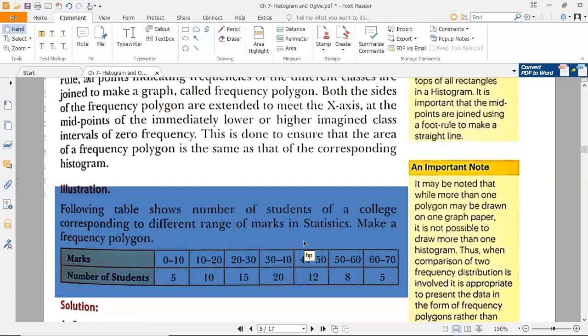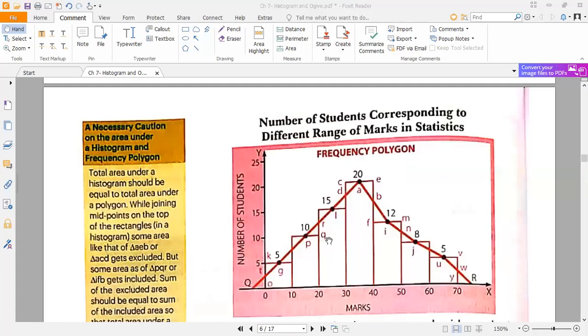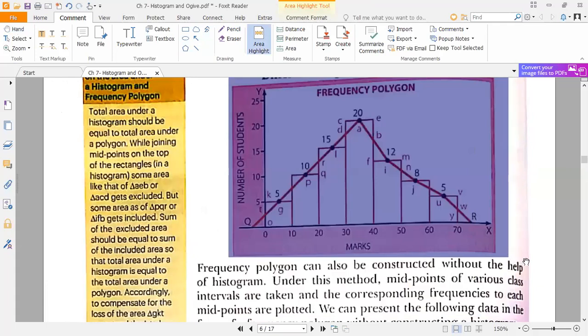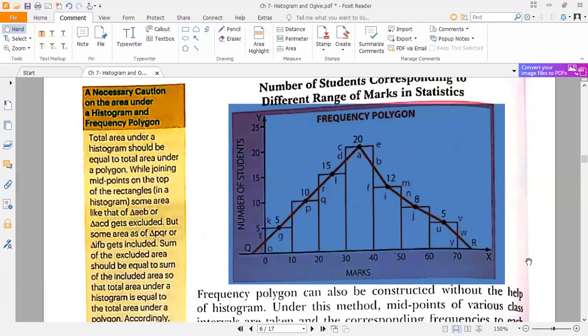First, you will be making the histogram out of this data, and then joining the midpoints, and then completing the frequency polygon as discussed just now. Kindly do this, guys. So this is how your polygon is going to look like. You will be making the histogram and then joining the midpoints of the rectangles, and this is how your frequency polygon is going to look like.